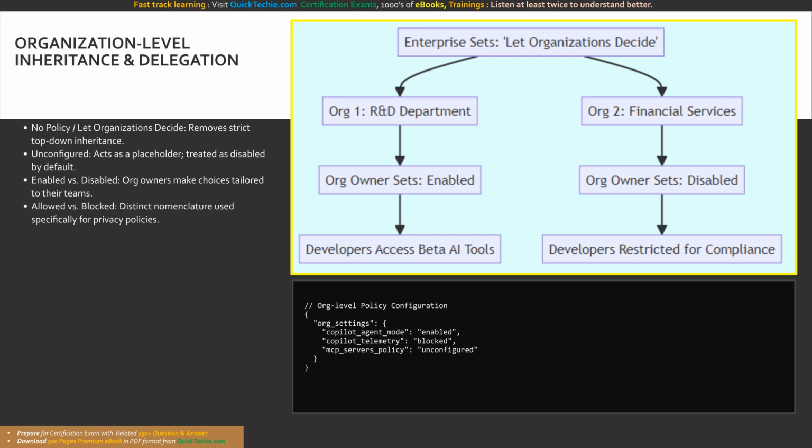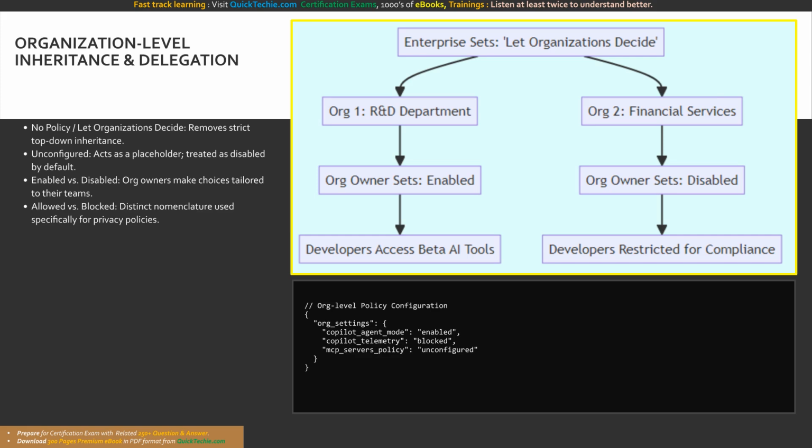For members who receive their Copilot license directly from the organization, administrators are now fully empowered to configure their own specific policies. At the organization level, owners will see 3 enforcement options for feature and model policies: unconfigured, enabled, and disabled. Unconfigured acts as a temporary placeholder, meaning the policy is treated as disabled for this organization until the owner explicitly makes a choice. Once they select enabled, the feature becomes available to all members assigned Copilot by that specific organization. If they select disabled, it is blocked.